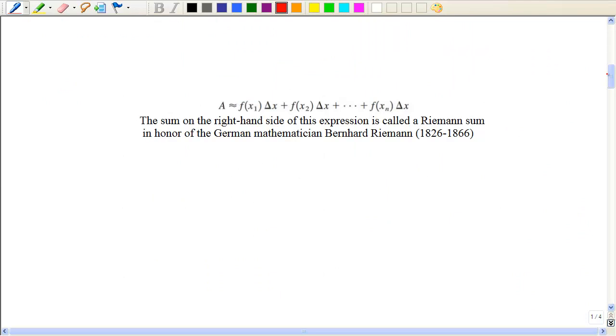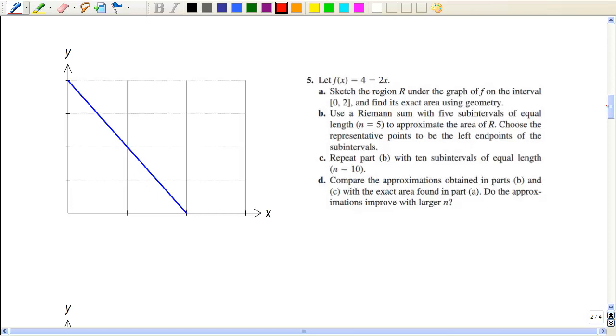So what we have is delta x. That delta x is the width of each rectangle, and f of x is going to be the height, and we're going to have different x's, x1, 2, 3, and so forth. And when we add up all those rectangles, we're going to get an approximate area. And this sum is called a Riemann sum in honor of a mathematician. So let's go back to some basic geometry.